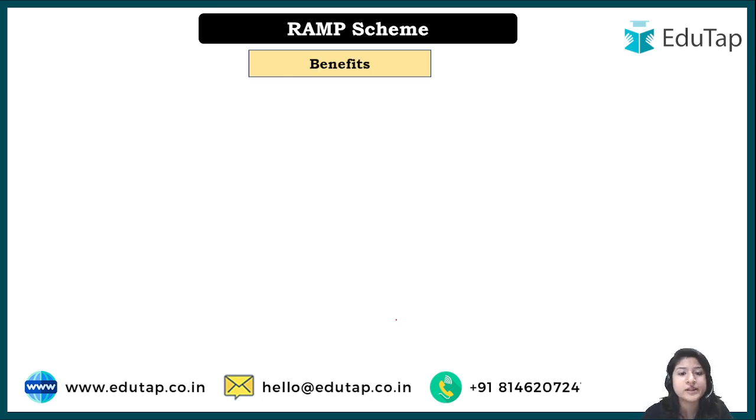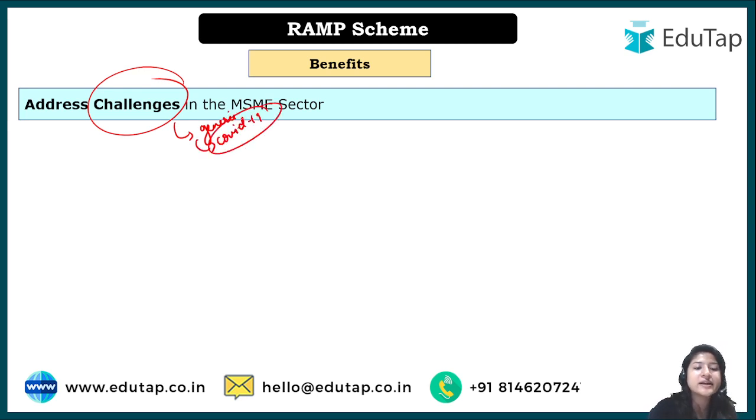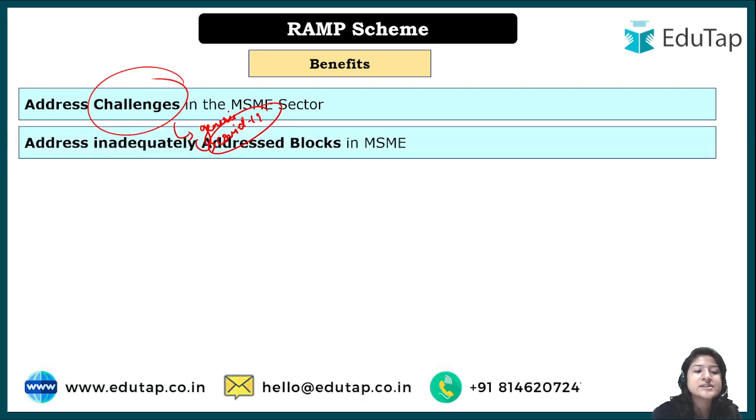Now let's look at what will be the benefit of this scheme. So first will be that it will address all the generic as well as the COVID-19 related challenges. What does generic mean? Generic are the general challenges that are there in the MSME sector, and COVID-19 challenges would be the ones that were faced during this pandemic era. Next is address inadequacy, address blocks in MSME. So here we are talking about capacity building, skill development, digitalization, and all the general blocks, blocks meaning the hindrances that are there in the MSME sector.